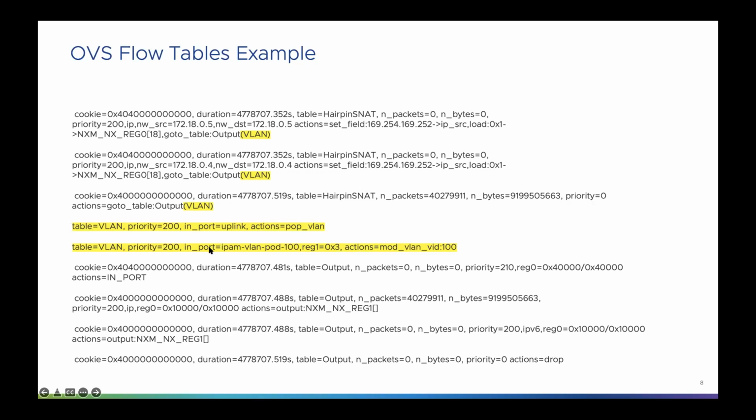And if the input is an IPAM VLAN port, and register 1, which stores the output port number, is 3, which means the output is uplink, then if the packet matches this flow, we need to add the VLAN tag for this packet.